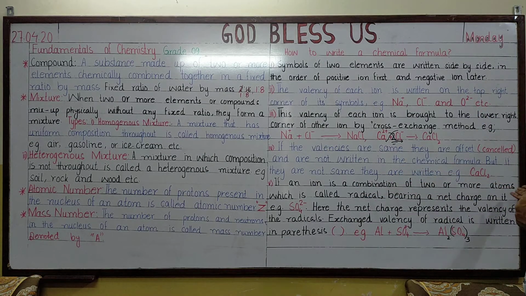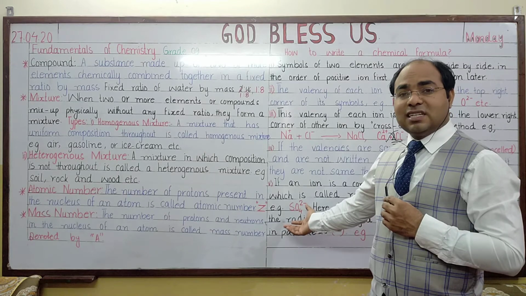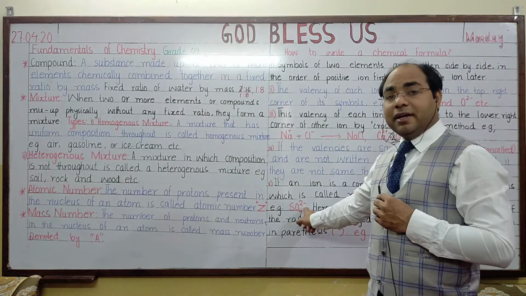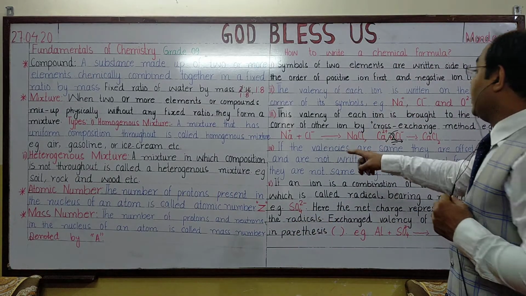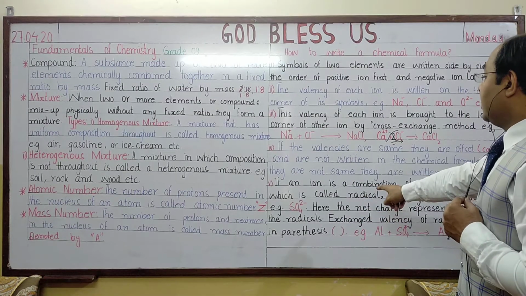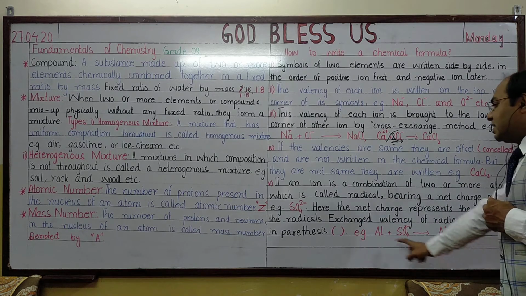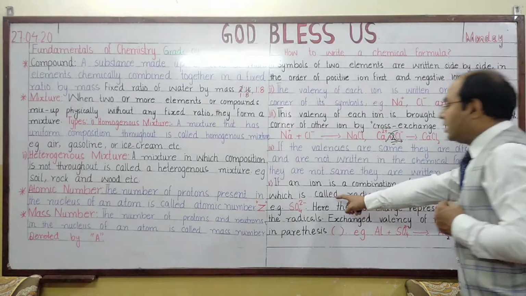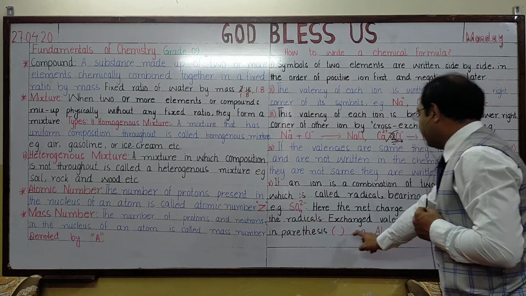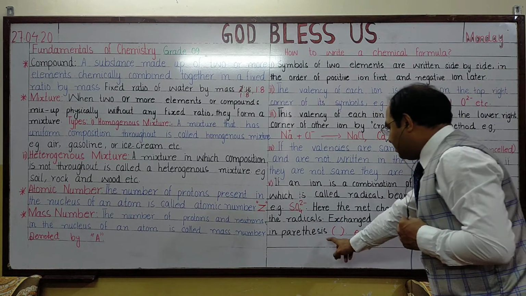If an ion is a combination of two or more atoms, which is called a radical, bearing a net charge on it, that means if a group of atoms has a charge on it, that is net charge, then it is called a radical. So now if you are using a radical instead of a simple ion, what will happen? Here the net charge represents the valency of the radical. So this charge is representing the valency of this radical. Exchange valencies of the radical are written in parentheses.